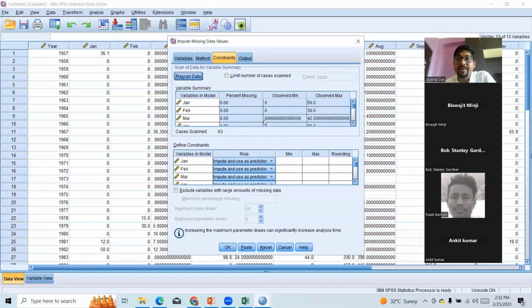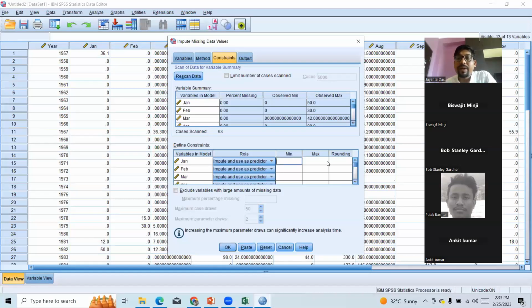Okay, percent of missing, observed mean, observed minimum value, observed maximum value. Now variable and role. Now how can we impute? See, there is a method: impute, use as predictor, impute only, use as predictor only. But we want impute as a predictor.